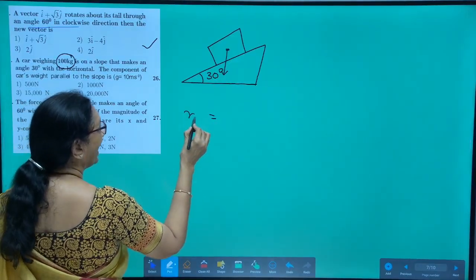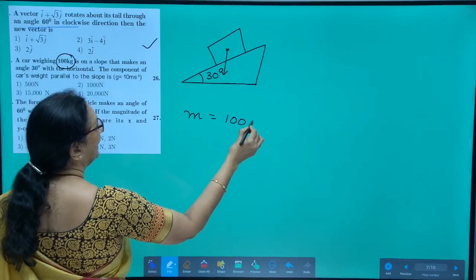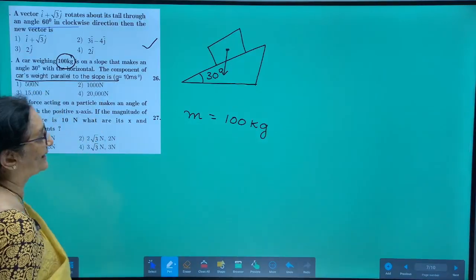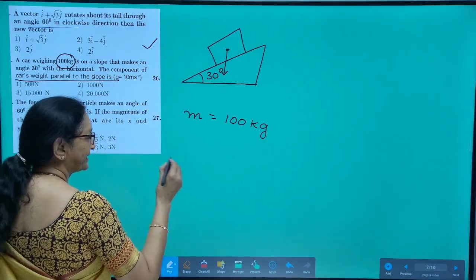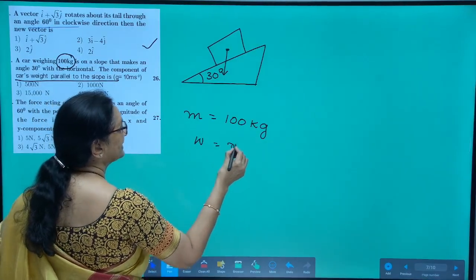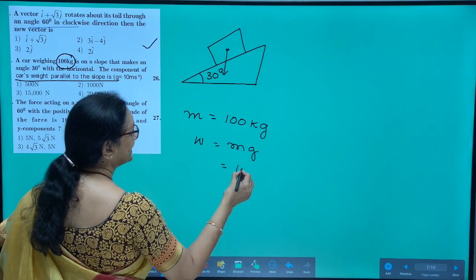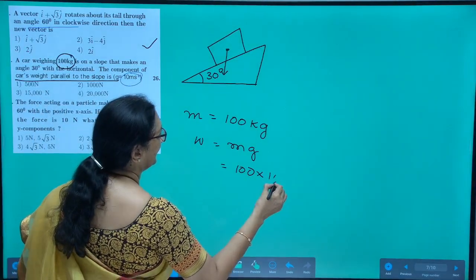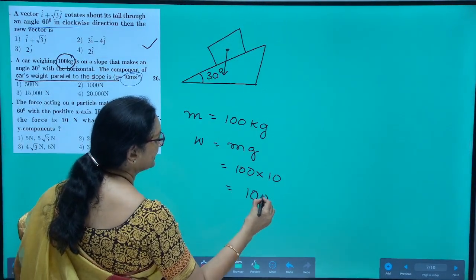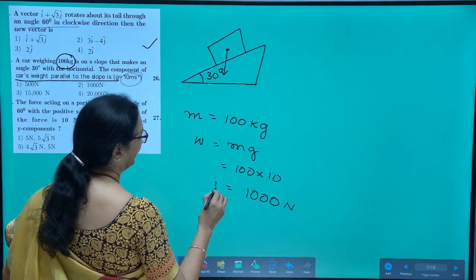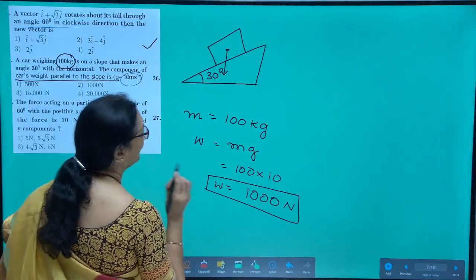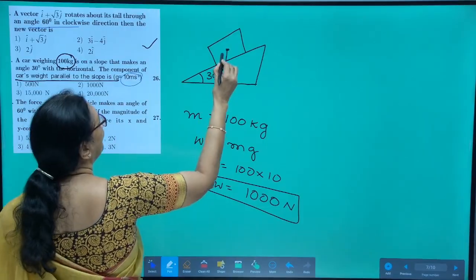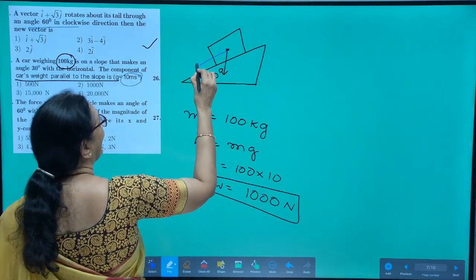So, the mass of the car is given as 100 kg. The component of its weight parallel to the slope is asked. First of all, the weight of the car is mg. Mass is given as 100. In the question, g is given as 10. So, the weight of the car is 1000 Newton. That is given in the problem. Next, you are supposed to find out its component parallel to the slope.